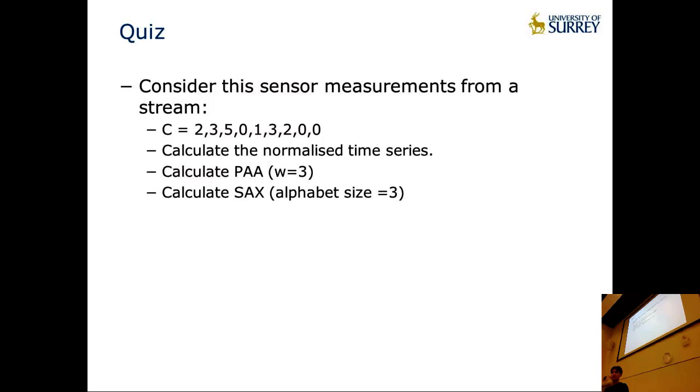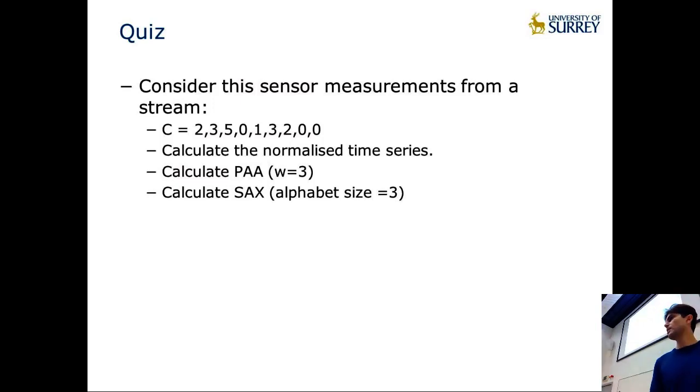I don't think we have time for this, but if you're interested, do the calculation, send your results to me, and I'll check and tell you if you have done the correct calculation. The idea is we have 10 values here, and I want you to calculate the PAA based on 3, meaning your frame size will be 3.